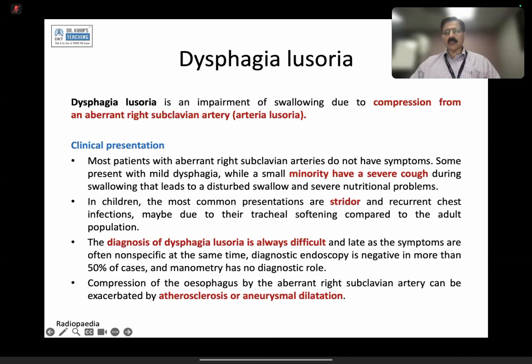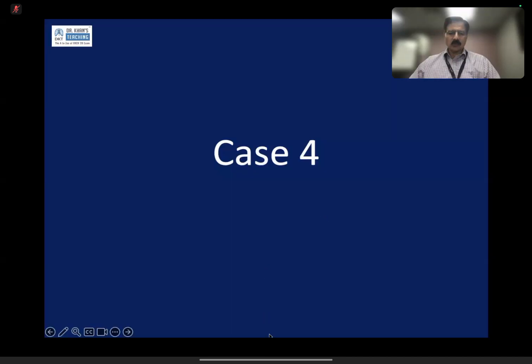And just for your knowledge, our case did not have a clinical history of dysphagia, but it can happen, and it can happen in 10% of cases. It is a very difficult diagnosis, and usually a diagnosis of exclusion. And sometimes the patient presents with severe cough. In children, they present with stridor. So, with that, let's go back to the case.